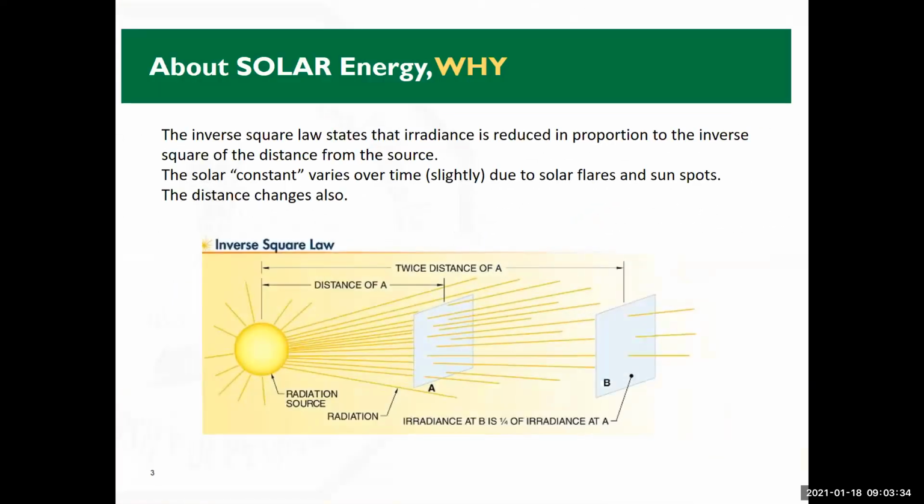Before I move on, when we're talking about why solar energy, there's an important rule here called the inverse square. It originated from physics as usual, and states that the irradiance, which is the radiation per unit area coming from the sun, is reduced in proportion to the distance. So the longer the distance, the less solar energy that we might be receiving.